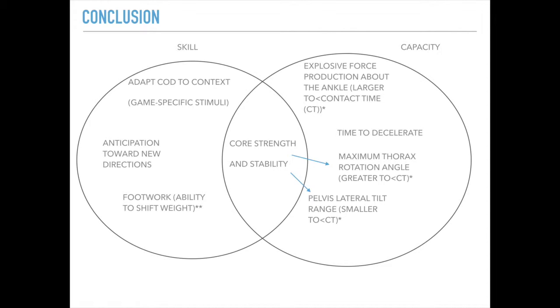In conclusion, some aspects that involve COD skill are adaptation to context, game-specific stimuli, anticipation toward a new direction, and the ability to shift weight from one limb to the other. About capacity, lower limb and core strength and stability play an important role to reduce contact time during change of direction.